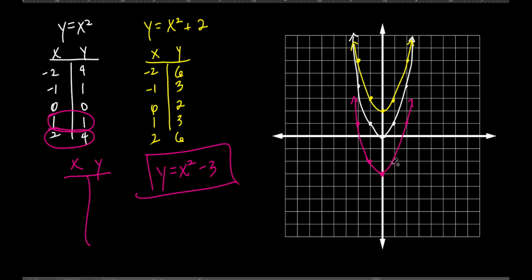You go over 1, up 1. Go over 2, up 4. If I wanted to go over 3, how far would I go up? 9. 1, 2, 3, 4, 5, 6, 7, 8, 9. So technically, it would go here. So this thing would keep on going through that point right there. Okay? Yes.